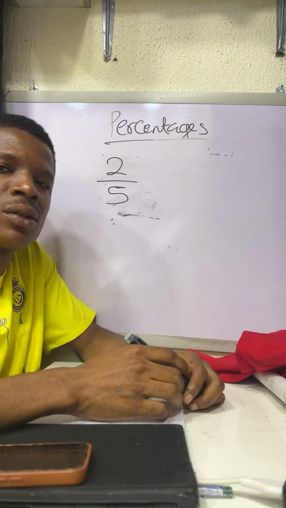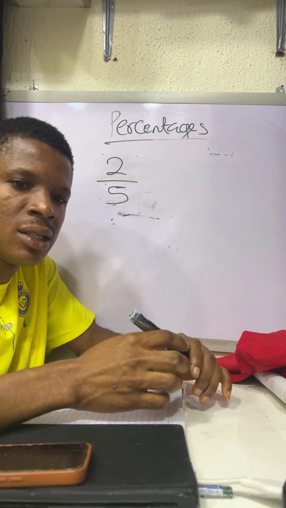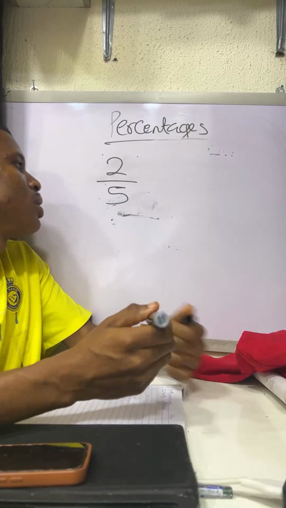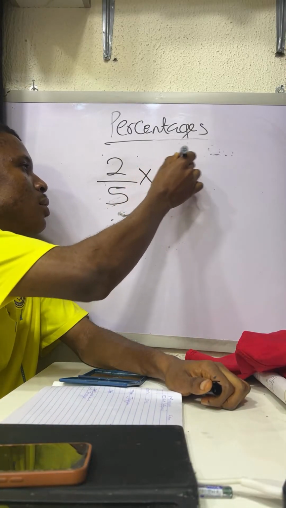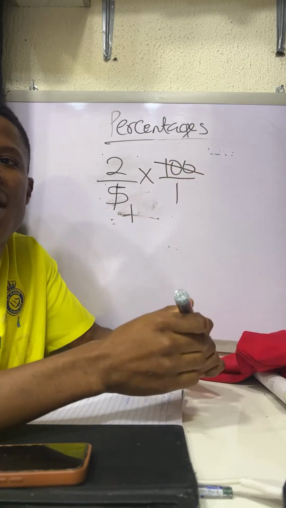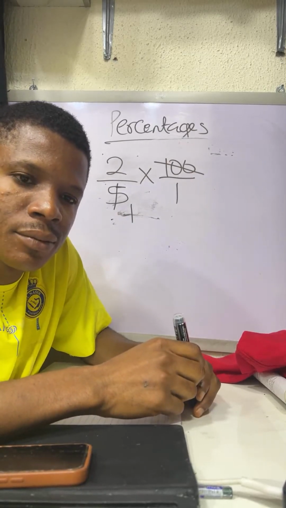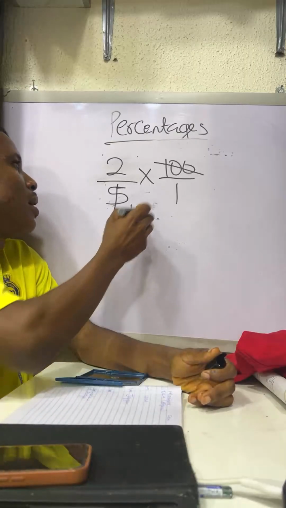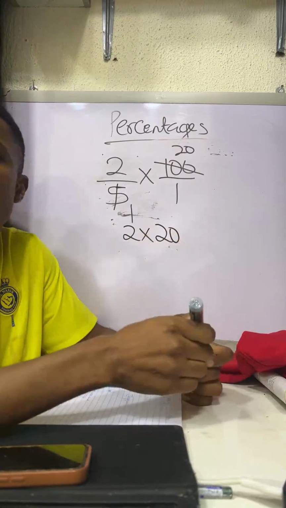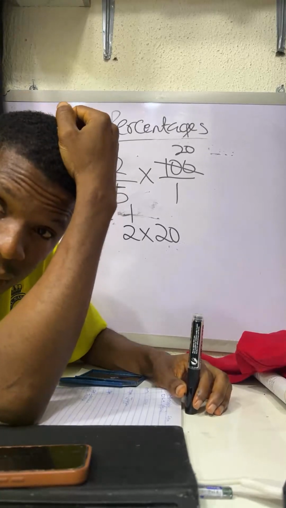Whenever you are trying to convert a number like 2 over 5 to percentage, all you have to do is multiply the given fraction by 100 over 1. 5 divided by itself is 1. When you divide 100 by 5, you get 20. So what do you have? 2 times 20. What is 2 times 20? 40.